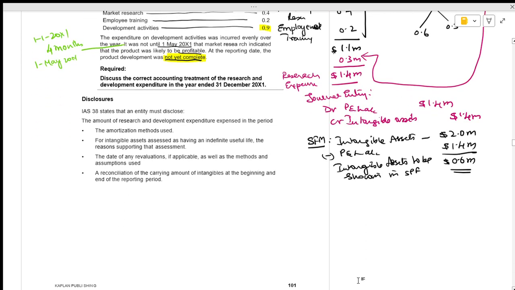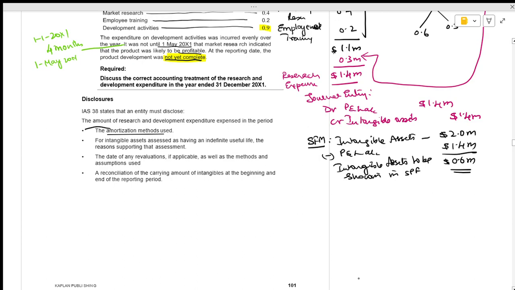Every standard will have the same structure. Definition will be there, methods will be there, application will be there, and disclosure will be there. The amount of research expenditure in the product is, we have to know with respect to what amortization methods are used. Is that very important? Why are we talking about amortization?